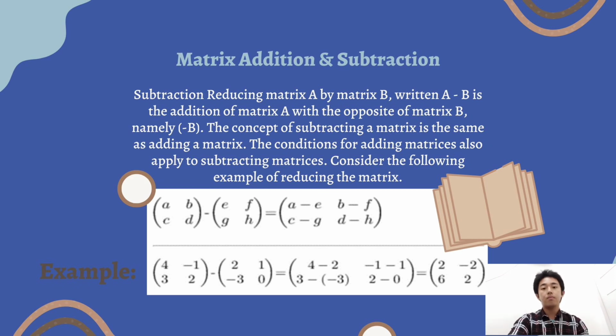And 2 minus 0 gives us 2. We write it in the second row and the second column. So what we got here, the total of the subtraction of the matrix, is 2, negative 2, 6, and 2.